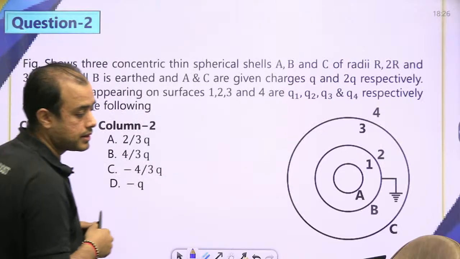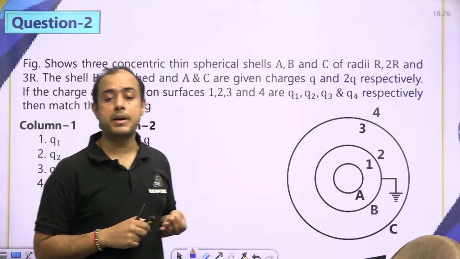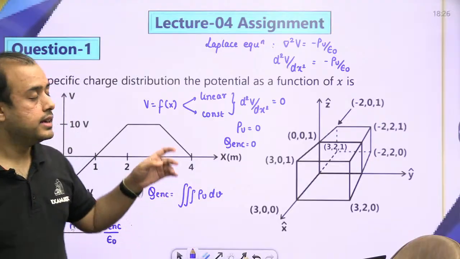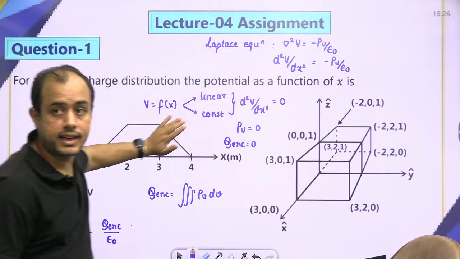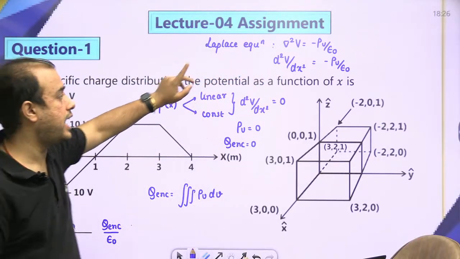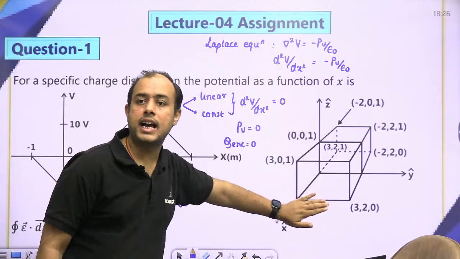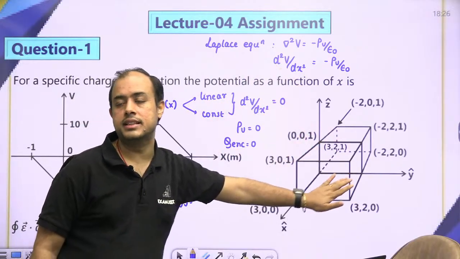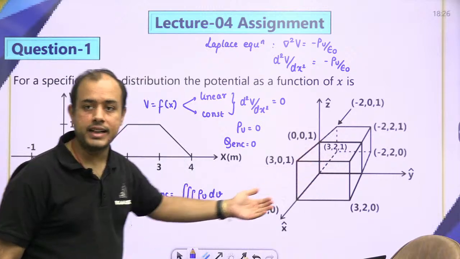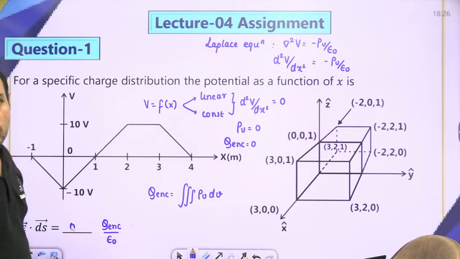Did you understand the logic? Sir, if it were parabolic, what would we do? Using this equation, by taking the double derivative of this graph, I will find rho v. Then I will find the charge enclosed in this volume. After finding charge enclosed, I will write E dot ds.